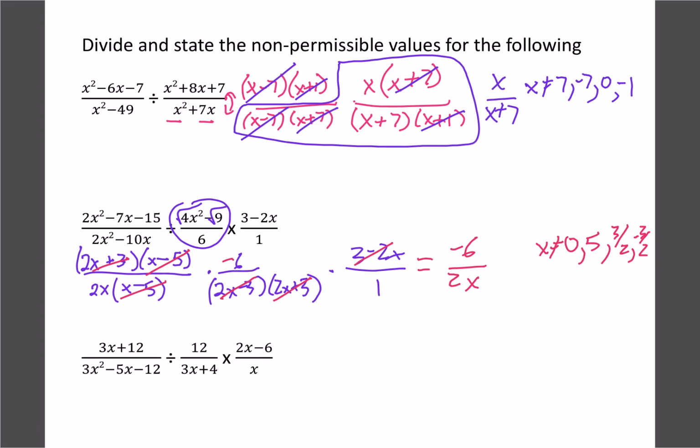So we have that, which we kind of messed up. We could have actually taken out a 2. We could have canceled the 2 with the 6 to get 3. So that would simplify to just negative 3 over x. Okay, let's try the last one.